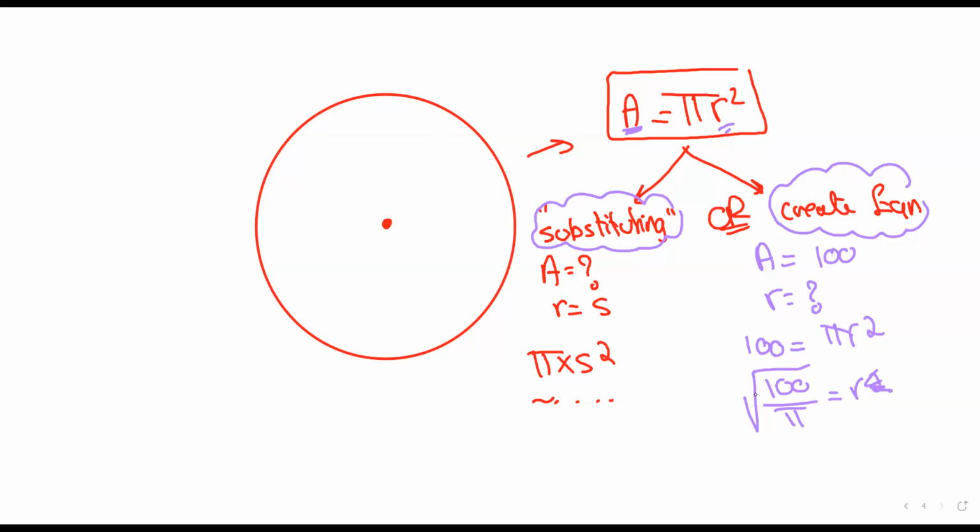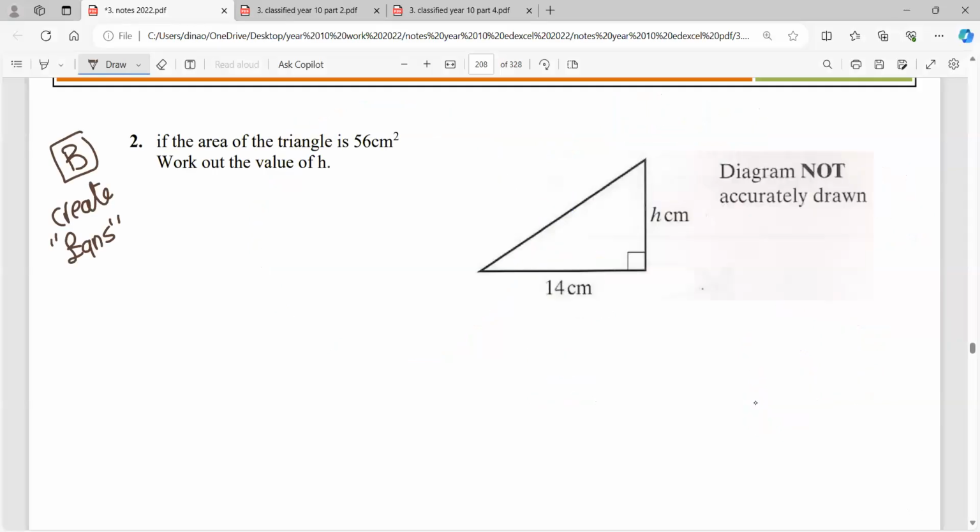Like here, in this question, it says the area of the triangle is 56. Find the value of the height. I want to emphasize to you, I don't remember honestly but I surely said this in many of my previous videos: what is the key sentence? Key sentences are very important. A key sentence is a sentence which you can change into an equation.